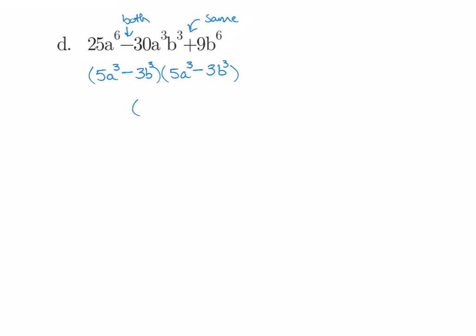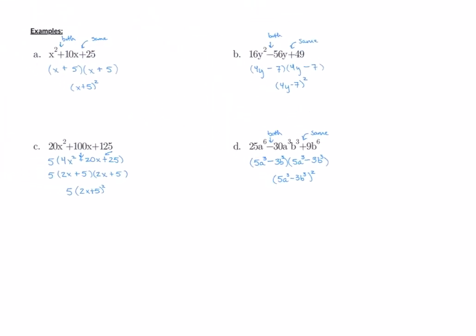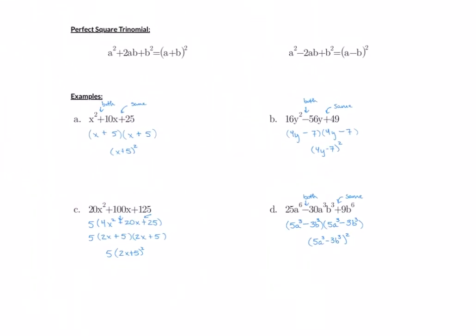If you want to write this using exponents, we get 5a cubed minus 3b cubed squared. All right, that takes care of our perfect square trinomial.